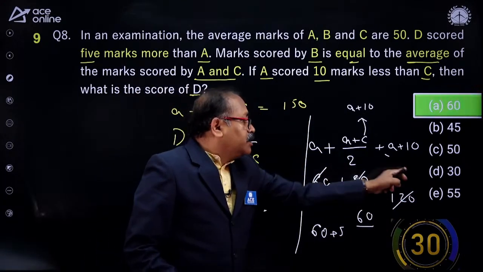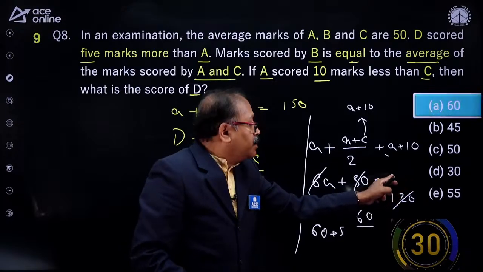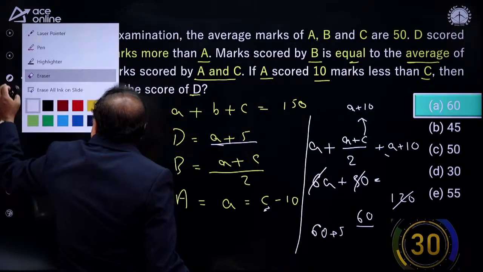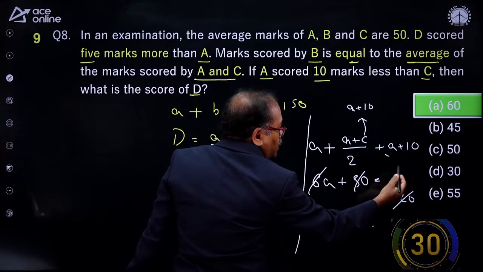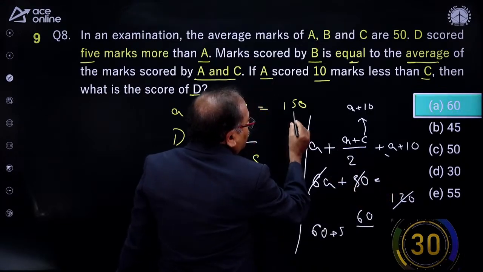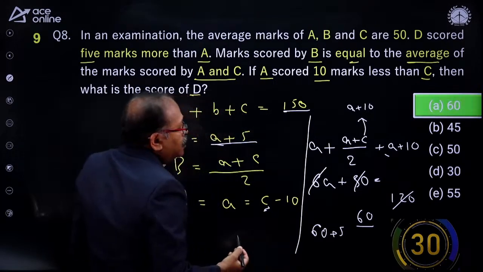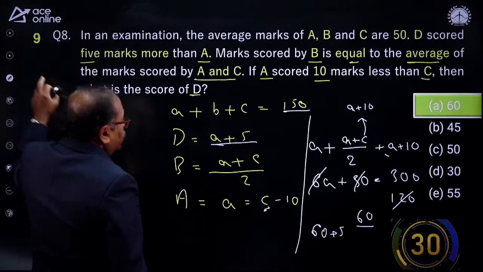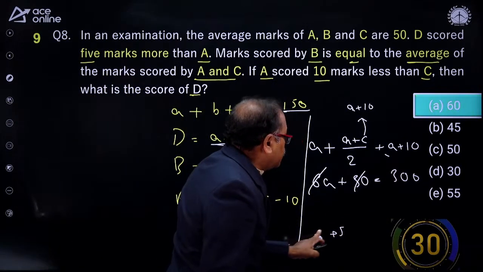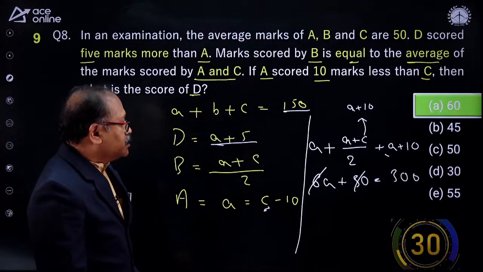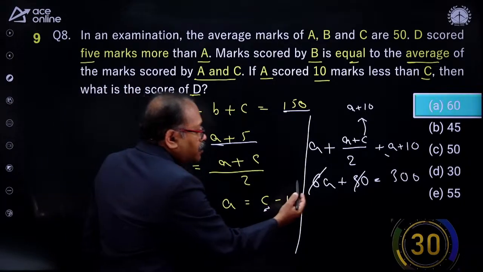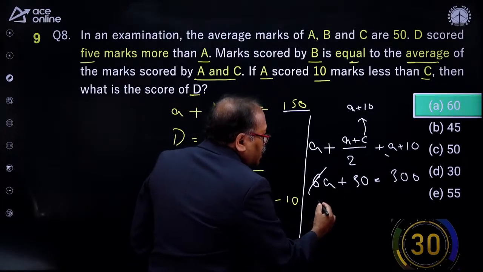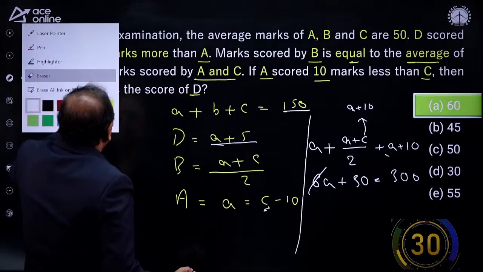This one by 2 is there. So when it goes the other side, it will become 150 into 2. That comes 300. I made a small mistake in the question over here. Okay, this is what the question is, right? Then 30 goes over here. Then what will be the 6A? So small calculation mistake over here.